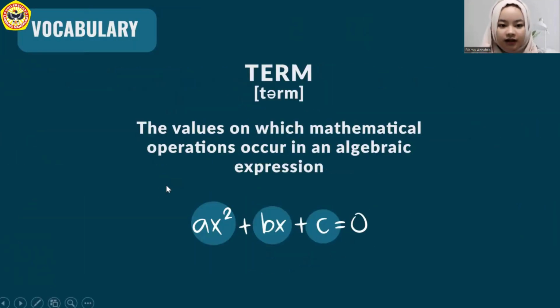Term. A term is a value on which mathematical operations occur in an algebraic expression. For example, ax squared plus bx plus c equals 0.